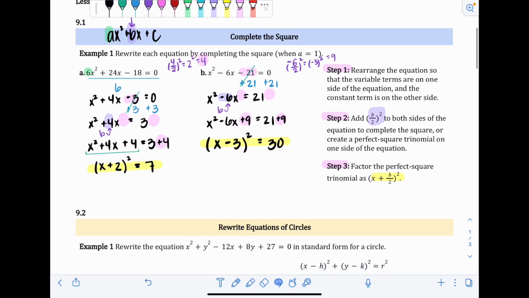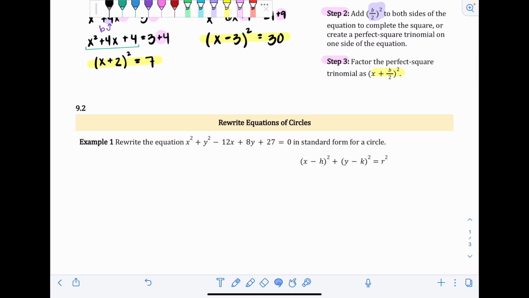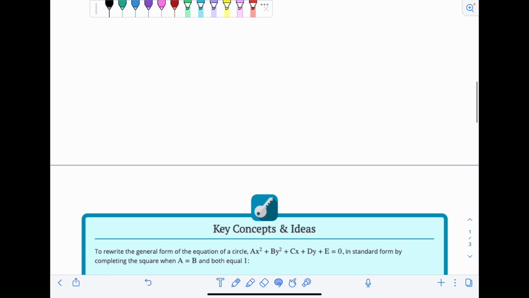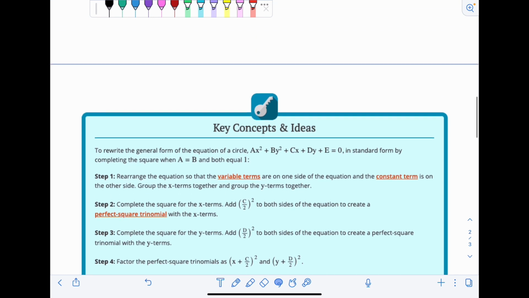Okay, so moving down to 9.2, this is rewriting equations of circles. So before we get into this section, 9.2 in your workbook did have a full set of written instructions, kind of like 9.1 had those off to the right. The instructions were pretty wordy, so I put them here if you want to screenshot them and reference them later. I'm not going to reference them just because sometimes I feel like when we get too bogged down in steps, it does more harm than good, but just know that these are here if you would like.